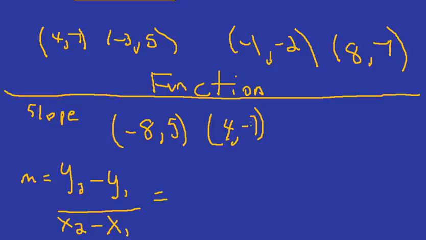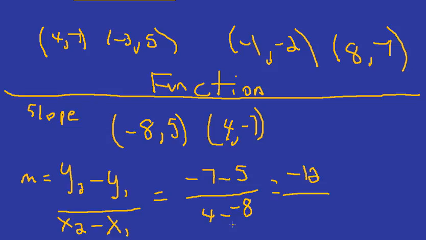So basically you're going to go negative 7 minus 5 divided by 4 minus negative 8. Well, negative 7 minus 5 is negative 12. And 4 minus negative 8, well, that's positive 12 because you just add here. And what's negative 12 divided by 12? Well, that's simply negative 1. So your slope, or the steepness of this line, is equal to negative 1.